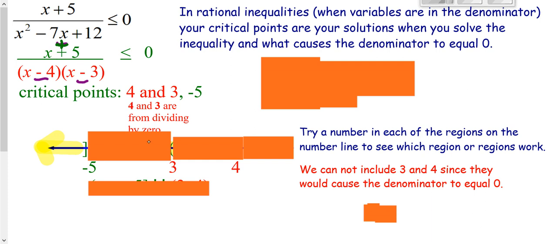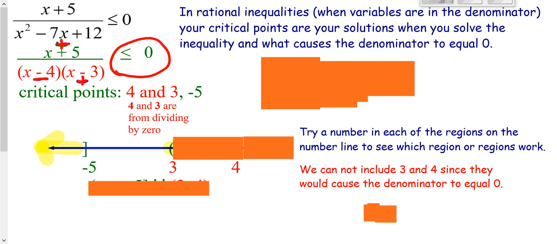So, that doesn't work. Sorry. There we go. We don't shade. Then we try something in between, like 3.5. So 3.5 minus 4 is negative. 3.5 minus 3 is positive. 3.5 plus 5 is positive. So on the bottom I multiply, I get a negative. Positive over a negative is a negative, and that's what I'm looking for, so that means it's going to work. So I'm going to shade in between.